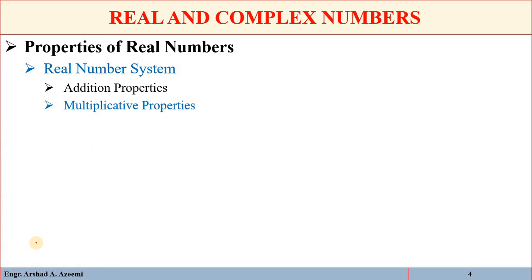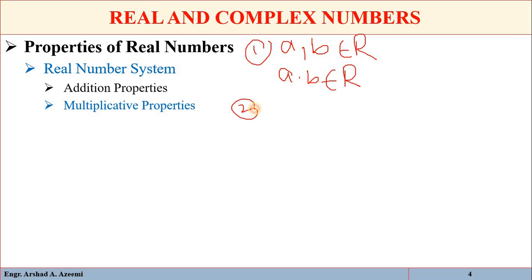Then we have the multiplication properties. Again, for example, if we have two numbers a and b which belong to real numbers, and a is multiplied with b, it will give us a real number. This is called the closure property with respect to multiplication, meaning the product of two real numbers will give us a real number.